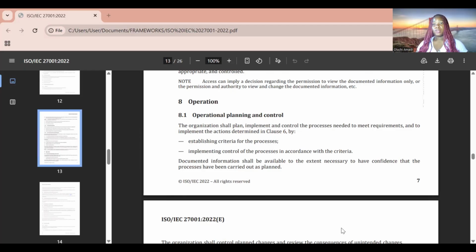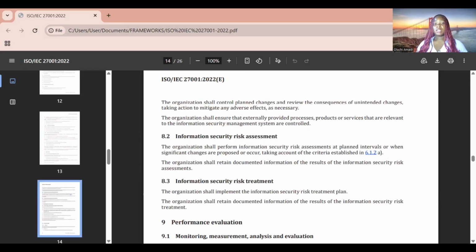Then we have clause 8.2, which talks about information risk assessment. So when it comes to information risk assessment, you have to schedule and plan regular risk assessments. You have to decide when risk assessment will be done, if it's annually or quarterly, to evaluate what you guys have done. So in clause 8.2, you have to develop the risk assessment results. That is after performing the risk assessment.